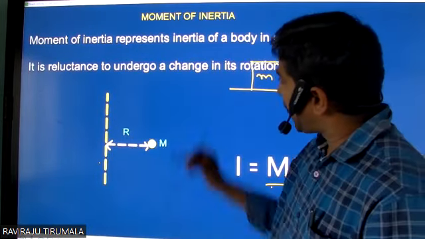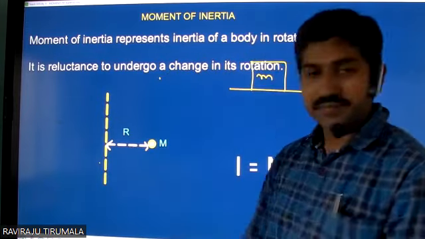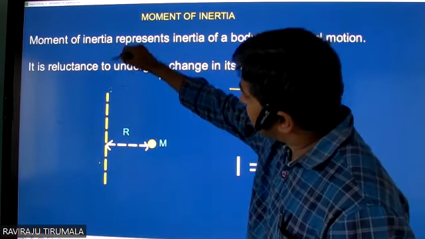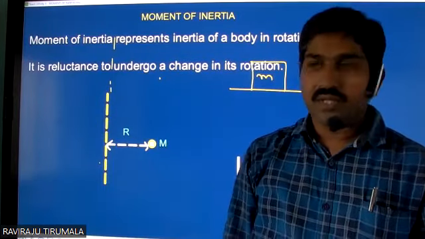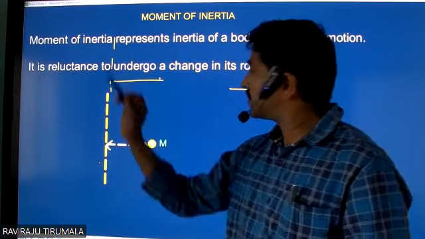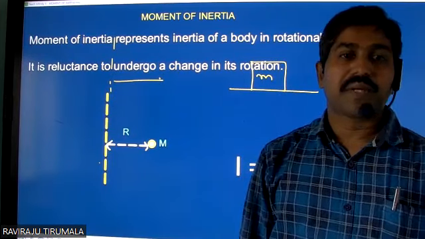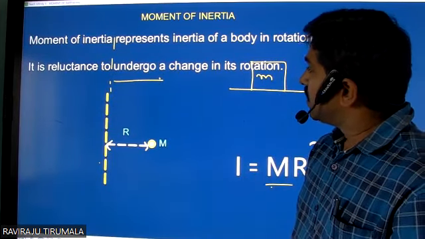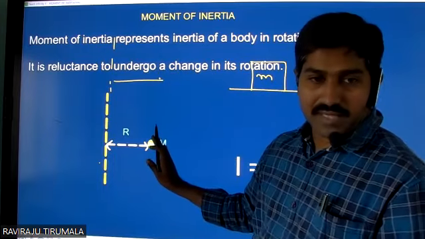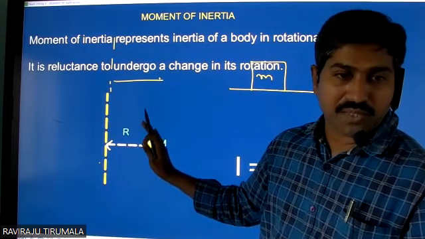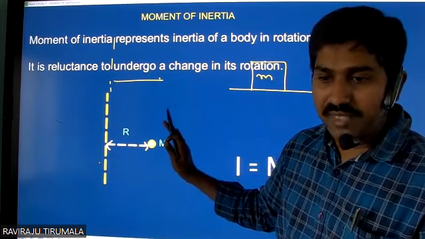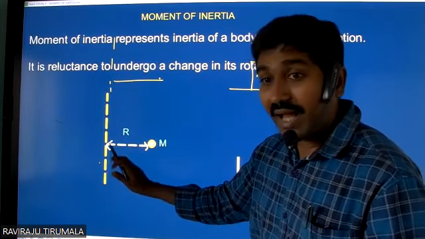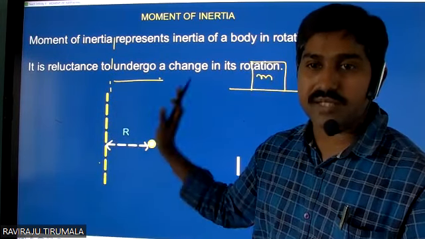Understand? So if the particle is taken here, then you can extend this line up to infinity. So you can measure this perpendicular distance. Anywhere you consider the particle, you always have to take the perpendicular distance between the particle and the axis, especially its direction.